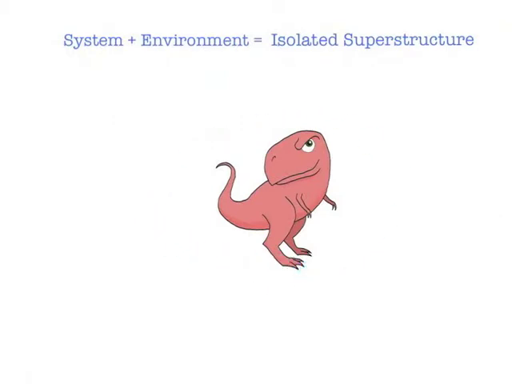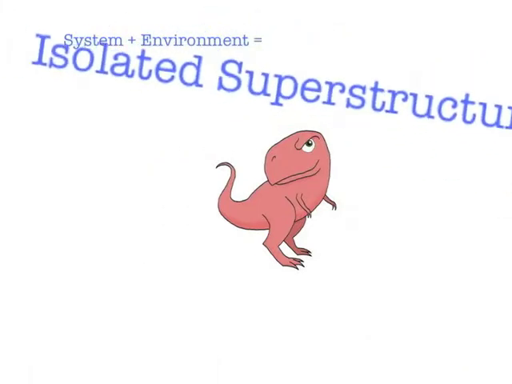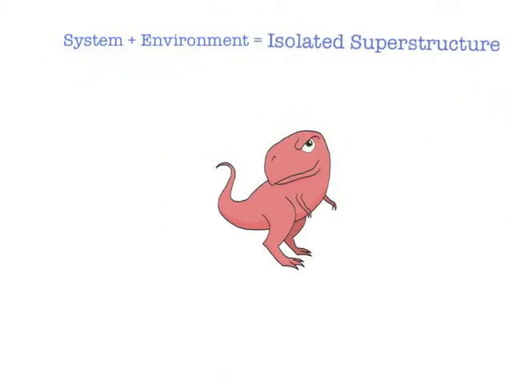And together, the system and the environment make up the isolated superstructure. Remember that, because I used to get thrown off by this. I used to think the word system and isolated superstructure were actually the same thing, and I used it interchangeably. Now that would be wrong, strictly speaking.